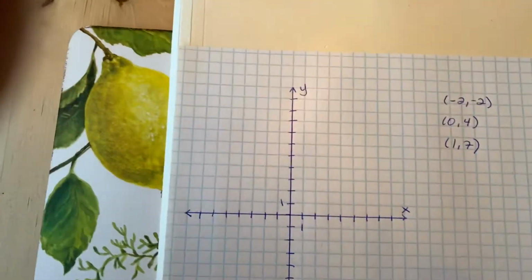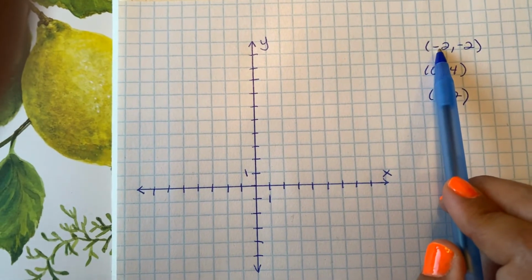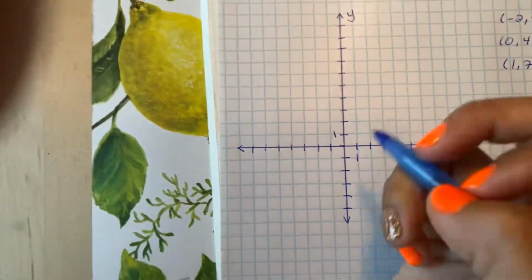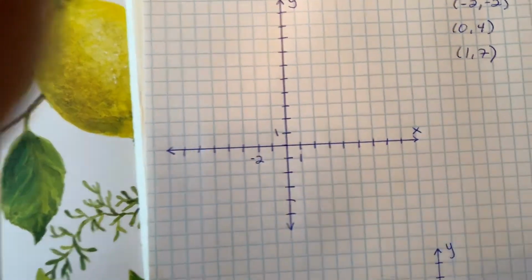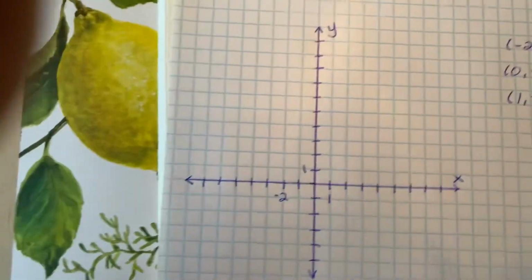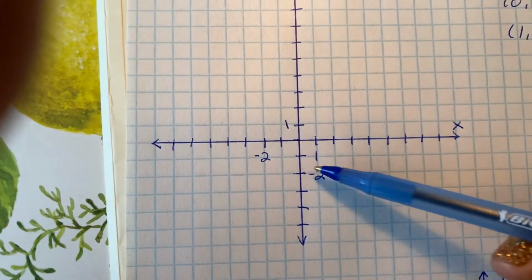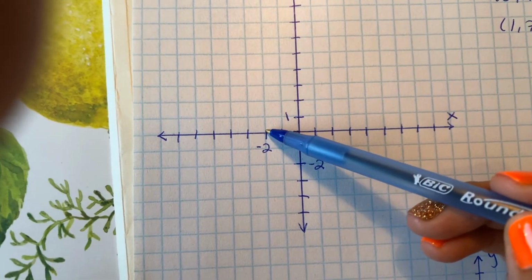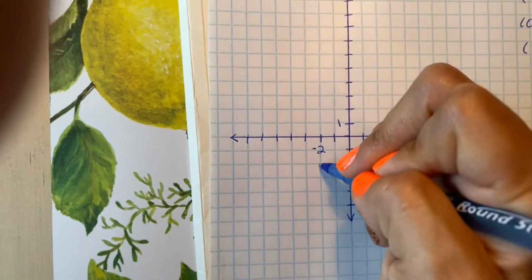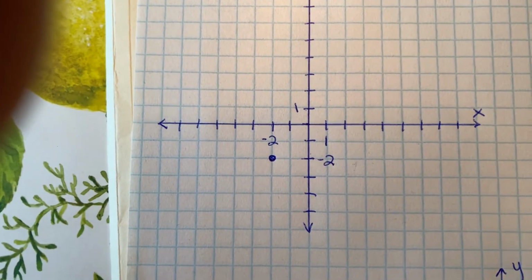Okay, so here we go. We're going to plot these. Okay, -2, -2. So I'm going to find the x number, right? I'm going to find -2 on the x-axis, and that's right here. So here's my -2. The y value is -2. So that y value, the -2, exists on the y-axis right here. Okay, where do they meet? So from here, x equals -2, I'm going to drop down -1, -2, and that is where I will plot my point. Correct?